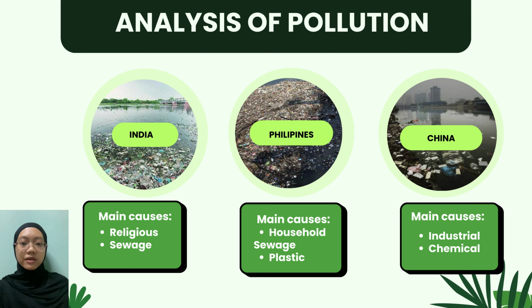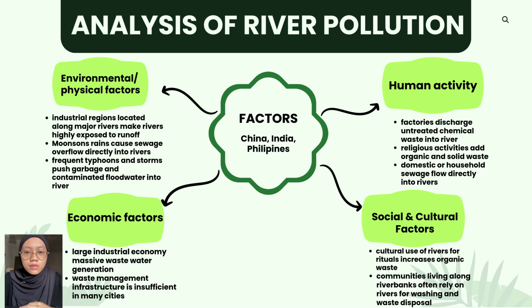Many rivers in China are significantly affected by industrial waste, where factories release pollutants into waterways. In addition, chemicals from manufacturing and agriculture contribute to high levels of toxic contamination in rivers. Next, I will explain the major factors that contribute to river pollution in India, the Philippines, and China.